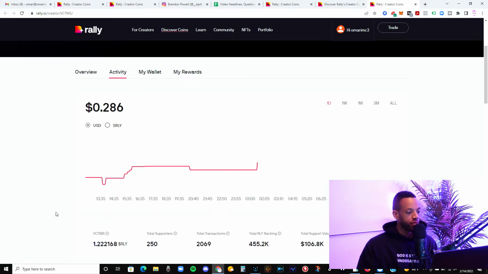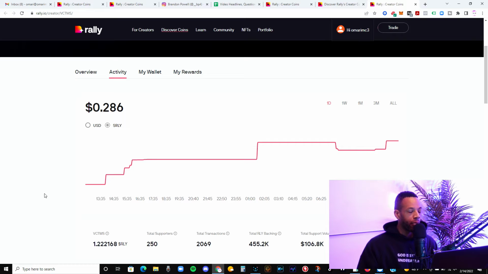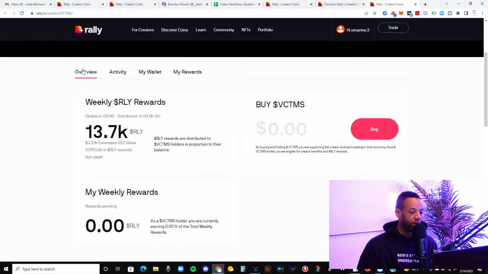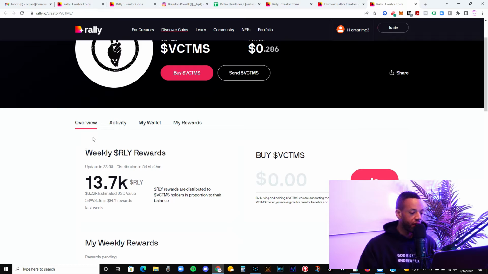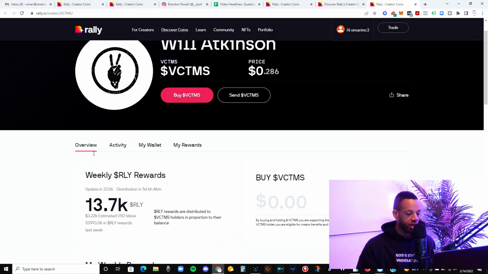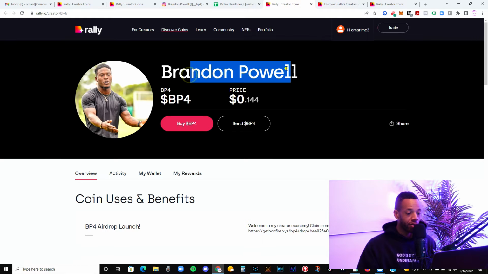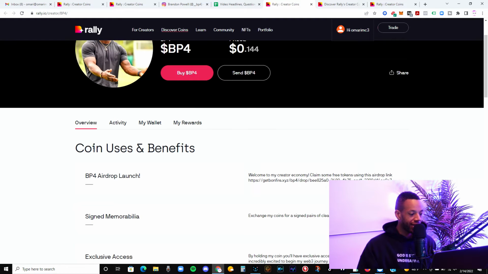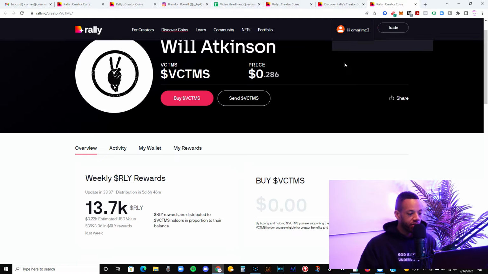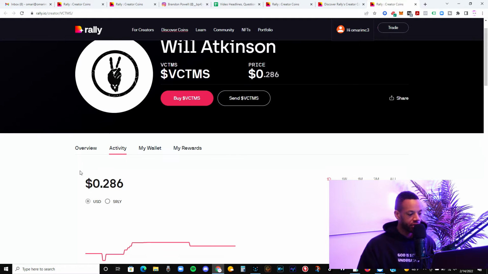So if you come to the chart, this is called technical analysis, for any newbies out there. You are looking at the numbers of the coin, not the overall goals of the coin. The overall goals would be listed in coin uses and benefits. He doesn't have any listed here. Let's find one. Brandon Powell from the Los Angeles Rams just launched on Rally, and he does have things listed under his coin uses and benefits. He says what his economy is going to be all about and how he's going to have utility in it. Those are fundamental analysis. Technical analysis is just looking at these charts.